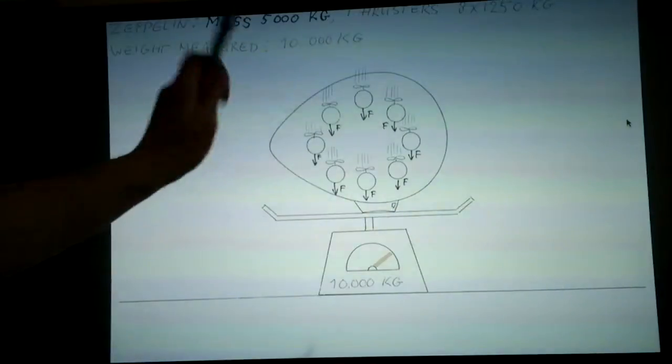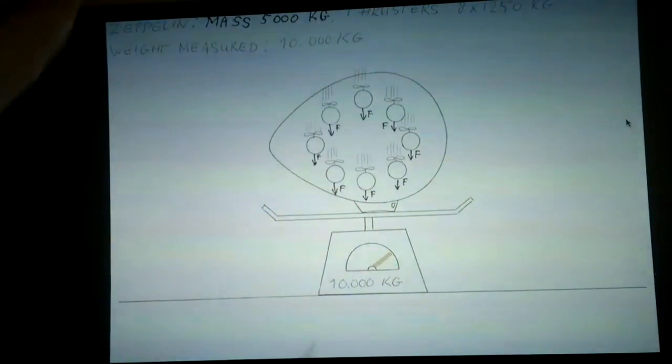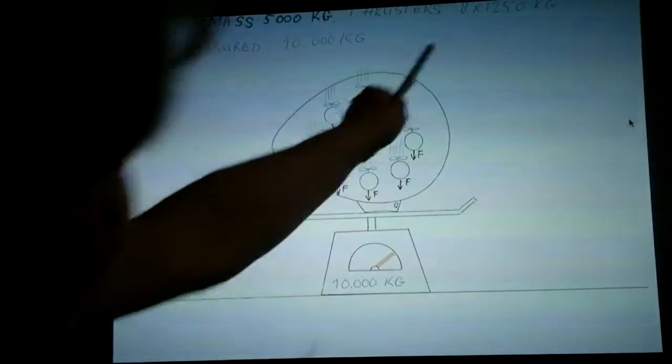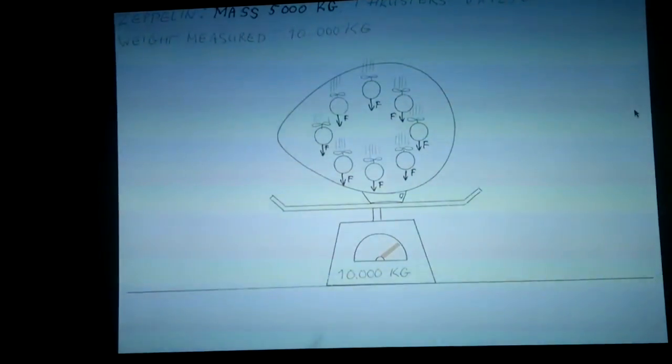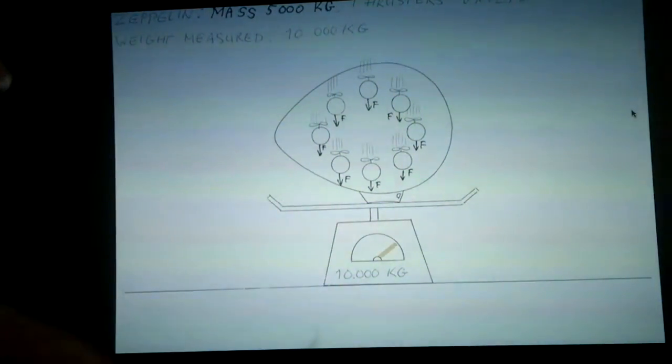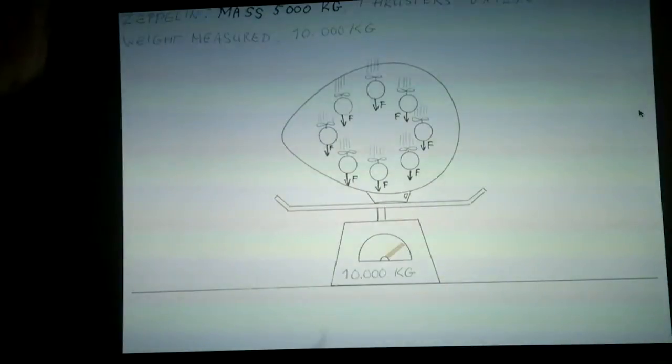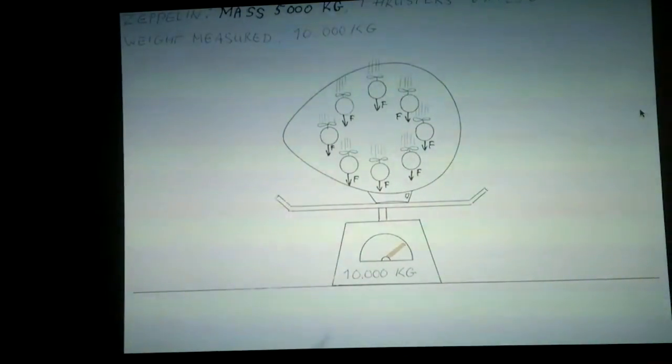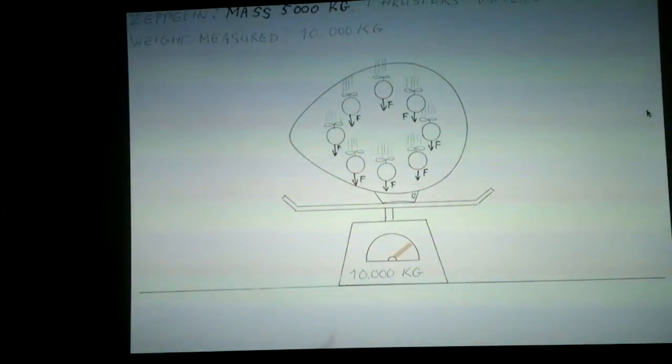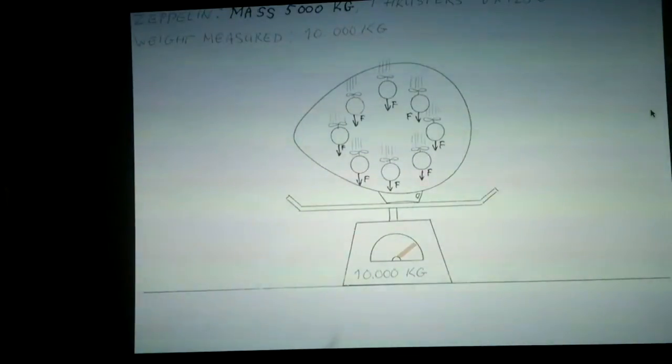Electric motors, no gasoline, right? Electric motors. Mass is the same. Thrusters, 8 times 1,250. Weight measured, 10,000 kilograms. And of course, you'll know this is wrong. You know this zeppelin only weighs 5,000 kilograms, but still the scale says 10,000.